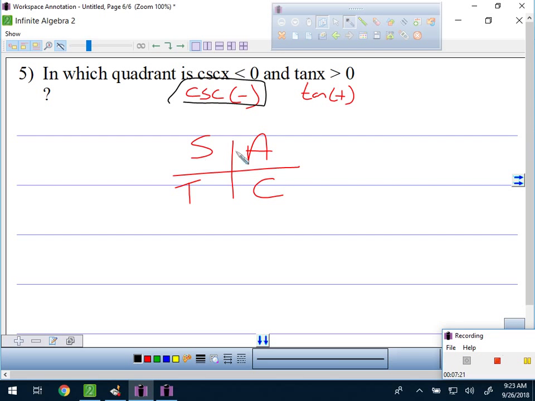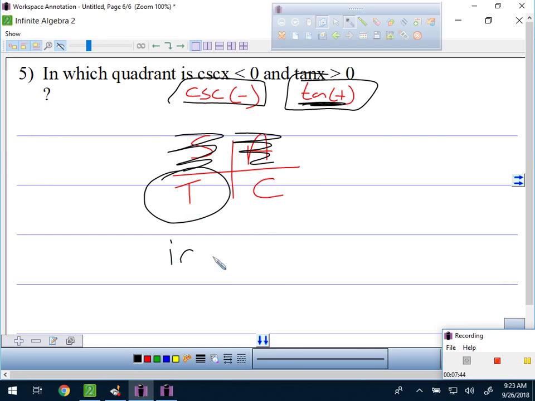Well, sine is positive in 1 and 2. So sine would have to be negative in 3 and 4. So I went ahead and scratched out 1 and 2 because these are my 2 answer choices. Now of these 2 answer choices, where is tangent positive? There's only one place that happens. That's in quadrant 3. And so that would be the answer for number 5. Quadrant 3 would be the answer. Not quadrant 3 and 4, just quadrant 3.